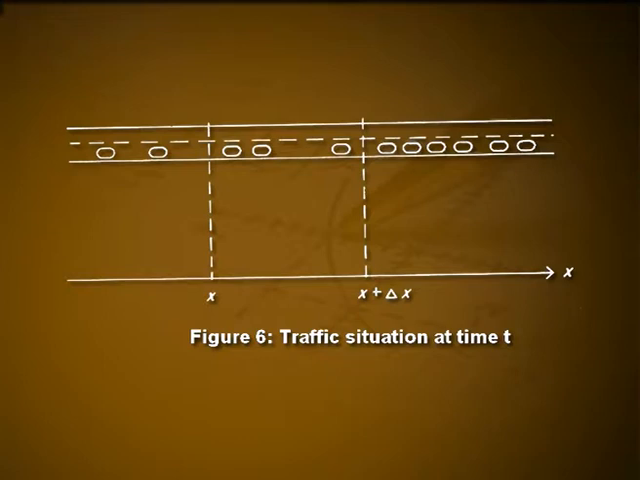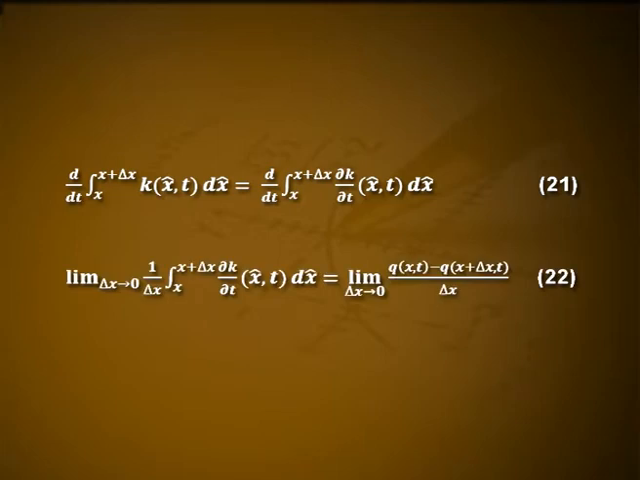See figure 6. We note that d/dt of the integral from x to x + Δx of k(x', t) dx' is equal to the integral from x to x + Δx of ∂k/∂t (x', t) dx'. Let us now divide by Δx and let Δx tend to 0. The limit as Δx tends to 0 of 1/Δx times the integral from x to x + Δx of ∂k/∂t (x', t) dx' is equal to the limit as Δx tends to 0 of [q(x,t) minus q(x + Δx, t)] divided by Δx.